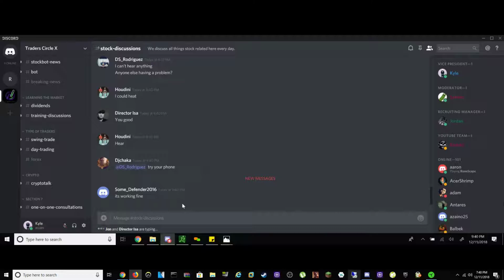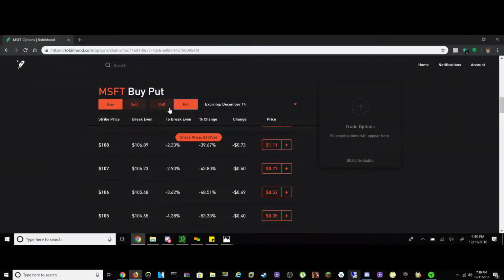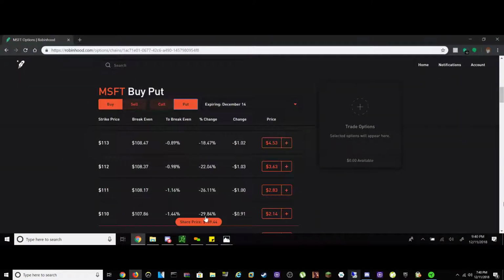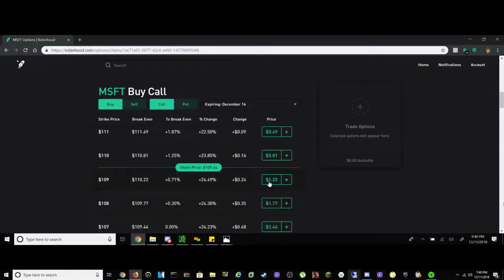All right. So on a straddle, the maximum profit is actually unlimited, and you can also limit your risk. So if I buy a Microsoft 109 call, and I buy a 109 put, okay, so I buy a put at 109, right? And I buy a call at 109. Now what does this do?